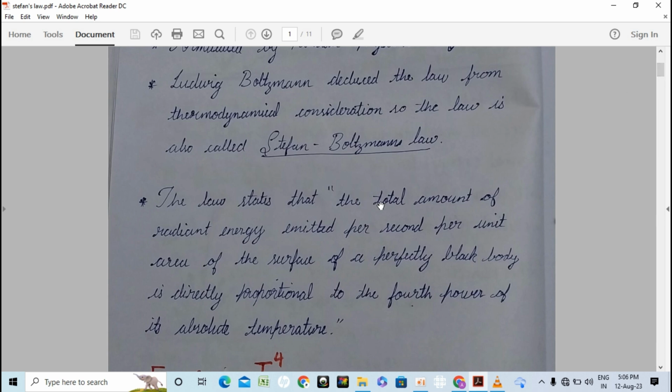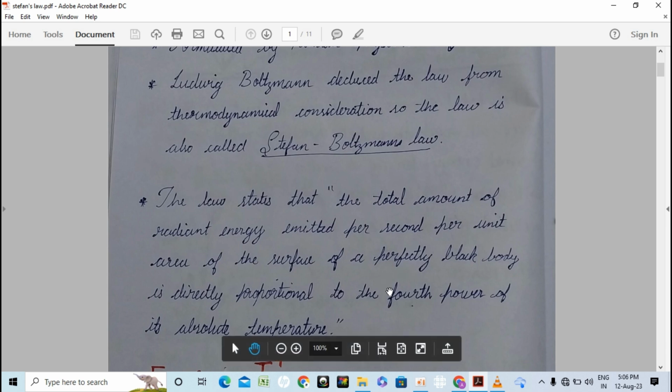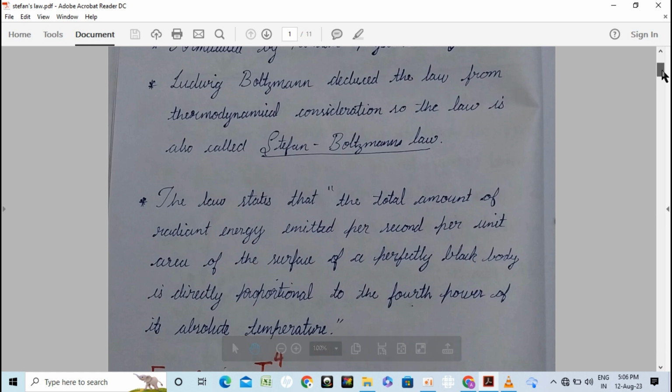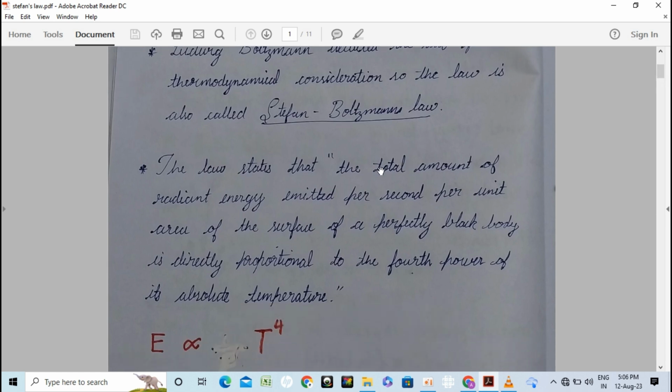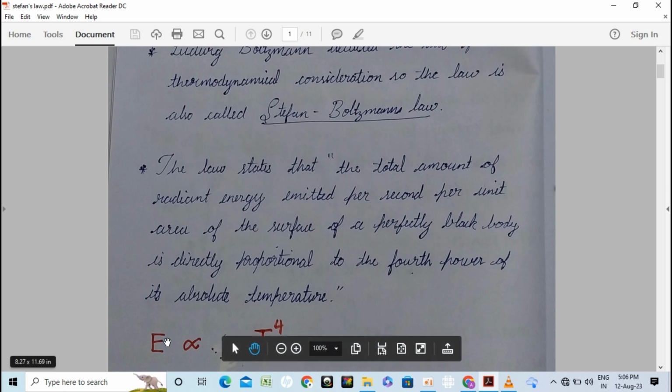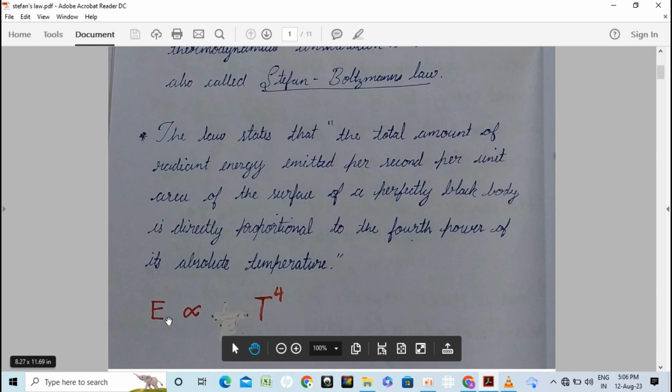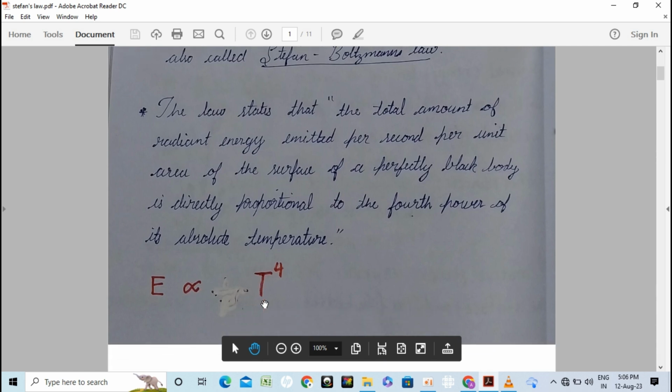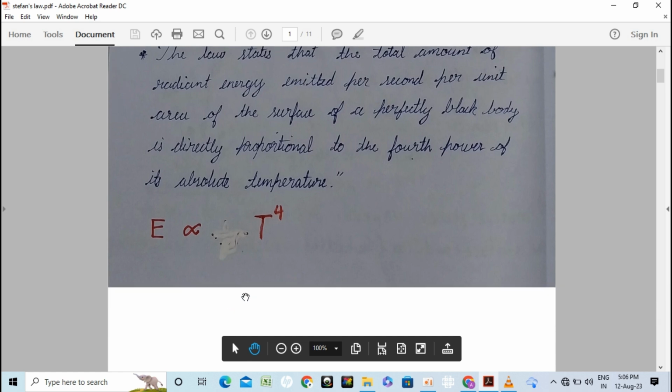The law states that the total amount of radiant energy emitted per second per unit area of the surface of a perfectly black body is directly proportional to the fourth power of its absolute temperature. The total amount of radiant energy emitted per second per unit area of the surface of the perfectly black body is the emissive power E of the black body. Now the law states that the emissive power E of the black body is directly proportional to the fourth power of absolute temperature. E is proportional to T raised to 4.